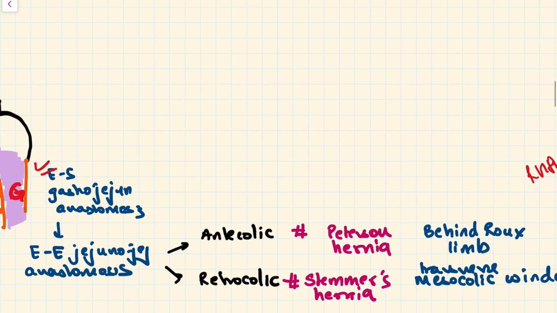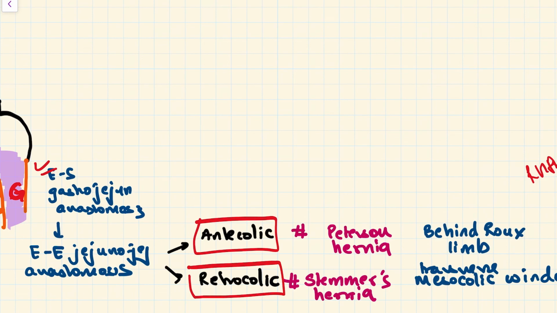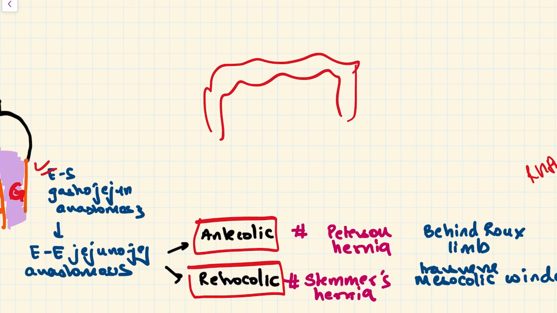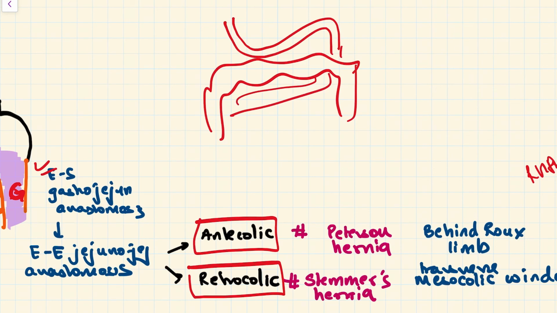Now what are the complications of this? There are two limbs. First, they can be an antecolic or they can be a retrocolic limb. What does this mean? Suppose this is a transverse colon. This is duodenum, this is jejunum normally. When we do an anastomosis, we take this limb and we anastomose it with the stomach.